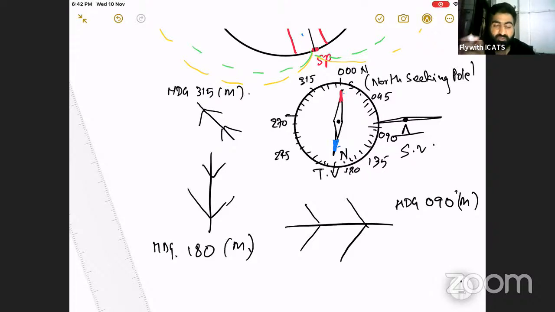Write down next point. Earth's magnetic north is not the true north. We all know true north is fixed. Magnetic north keeps changing position, right?